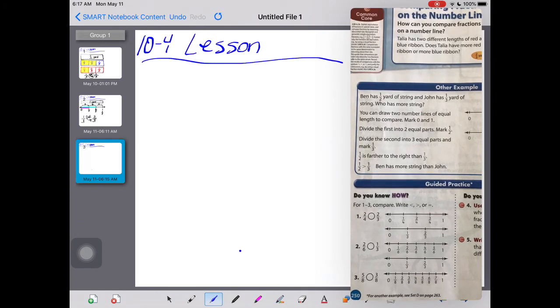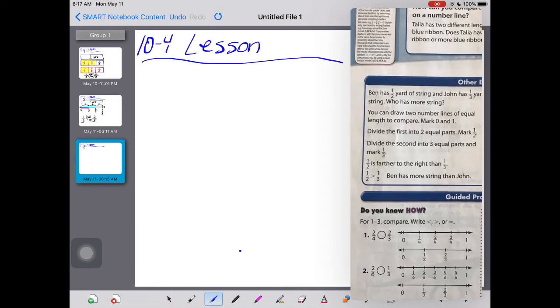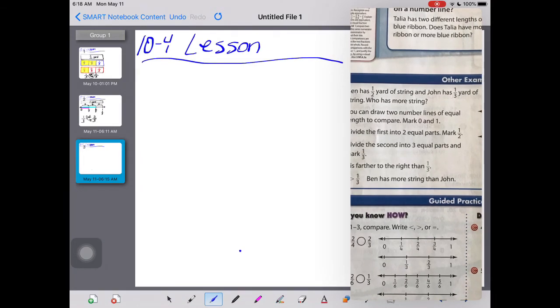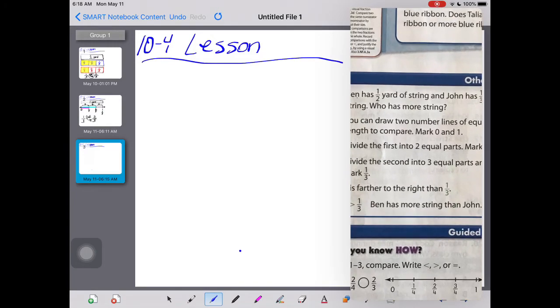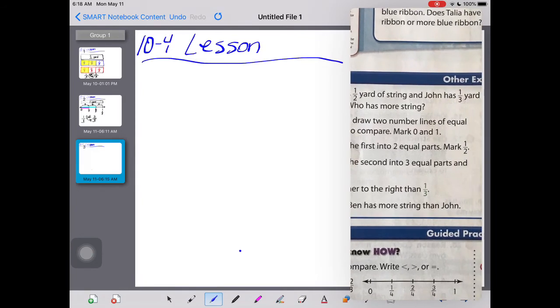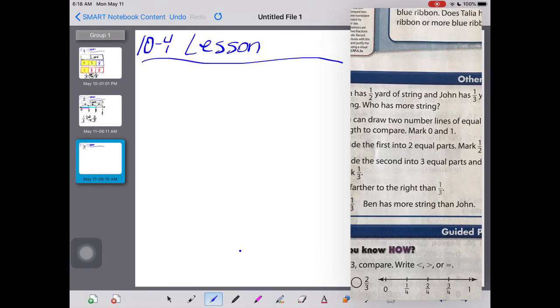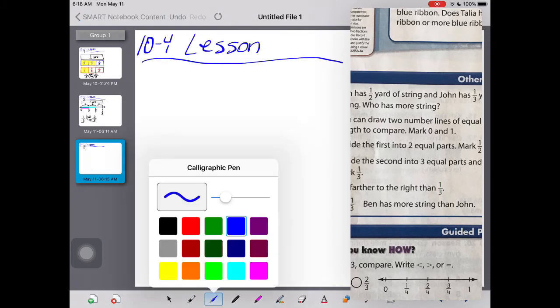And so this next example that we're going to do is we're going to compare pieces that are different sizes. That means the denominator is different. And for instance, for this one in the book, we have Ben. And it shows that he has 1/2 of a yard, a half yard of string. And John has 1/3 yard of string. Who has more? All right. So as you can see, we have 2 in the denominator for Ben, and we have 3 in the denominator for John. So we have different size pieces, and let's have that represented on the number line.